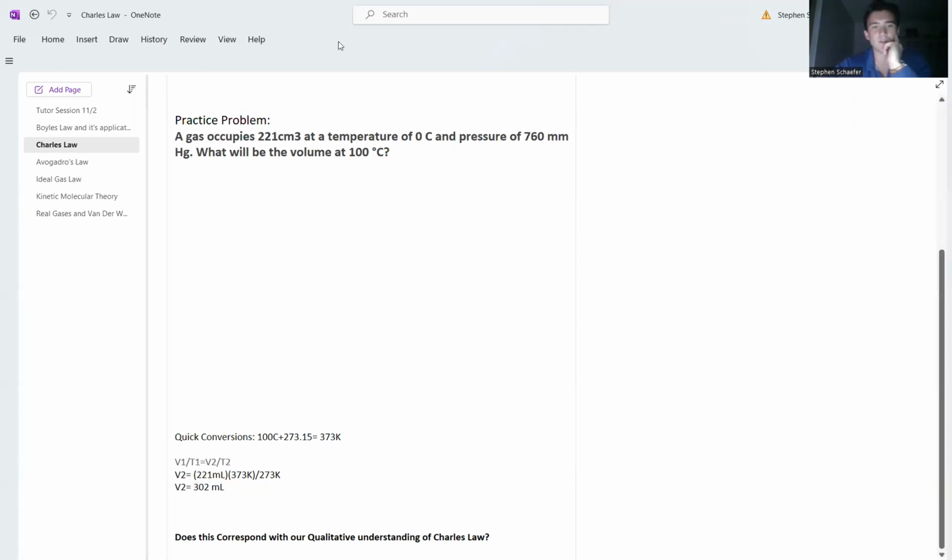So our initial temperature is 0 degrees Celsius, so that's 273 Kelvin. And our final temperature is going to be 100 degrees Celsius or 373 Kelvin. So it's going up as well. So this confirms our hypothesis and also confirms our quantitative answer.